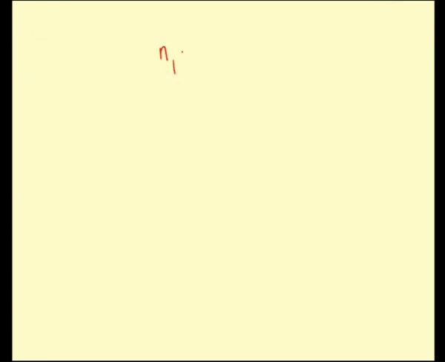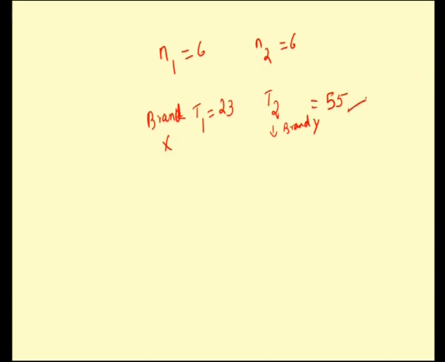Now for the first sample, N1 is 6, N2 is 6. Then you have got brand X total, I will take it as T1. T1 total is 23. Here for brand Y, total is 55. So, which is greater for you? 55 is greater, therefore my Tx is going to be 55. So, here for T2 brand Y, the sum is 55, greater compared to T1.